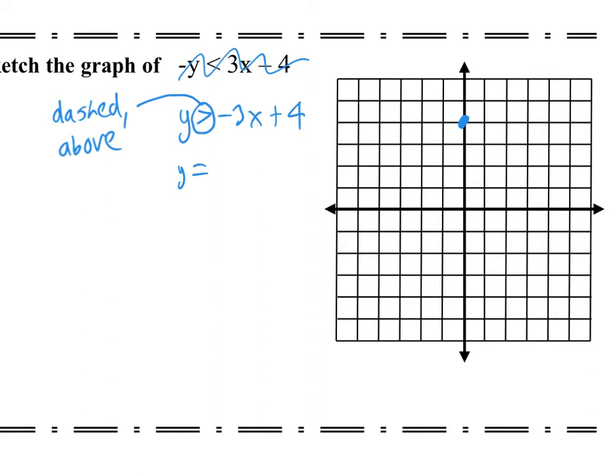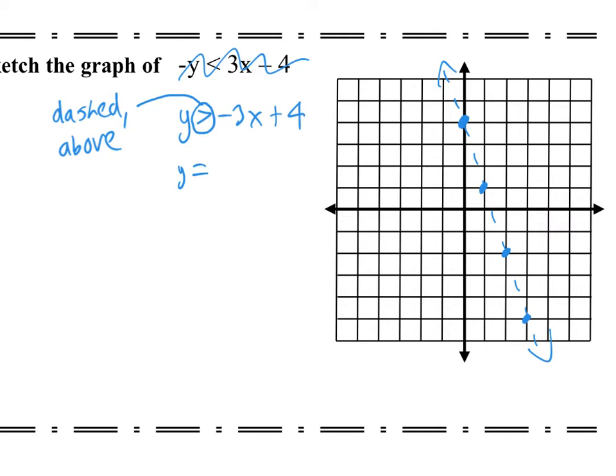And what's our slope telling us to do? Well, it says to go down 3, right 1. That's our slope, negative 3. Down 3, right 1. Down 3, right 1. And we're doing a dashed line like we talked about because it's not part of the solution. The line is not part of the solution. Okay, that's how we graph that part.